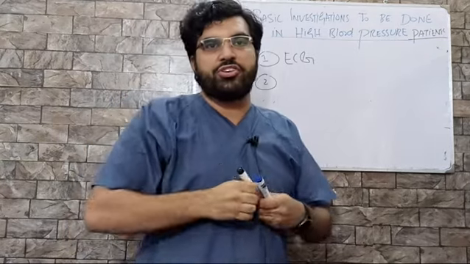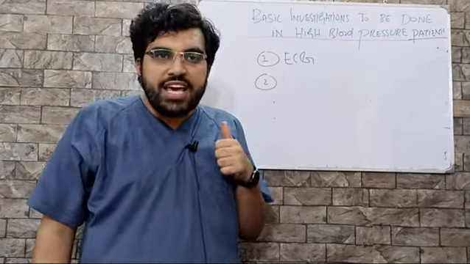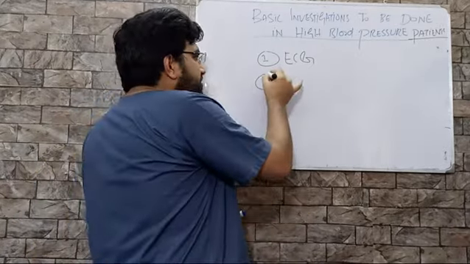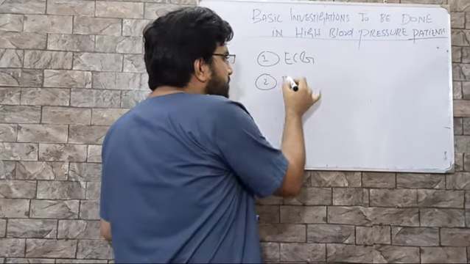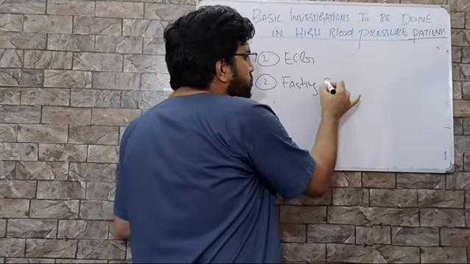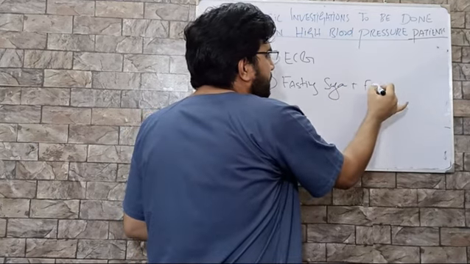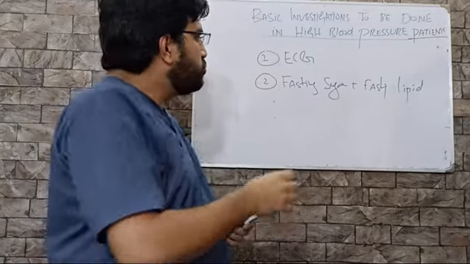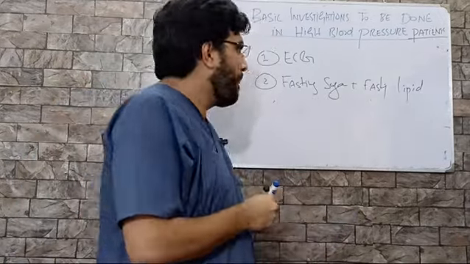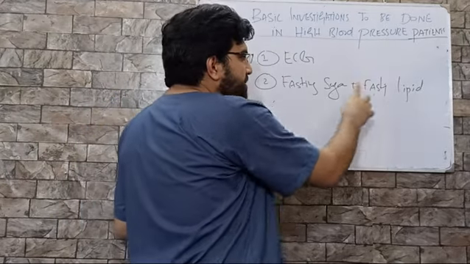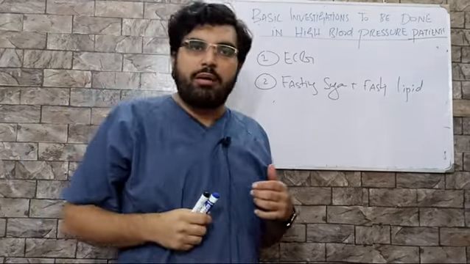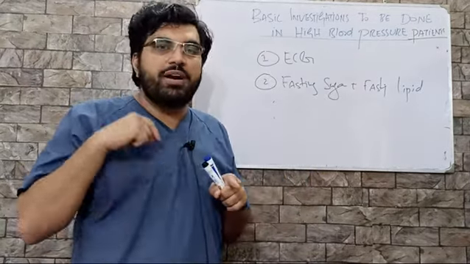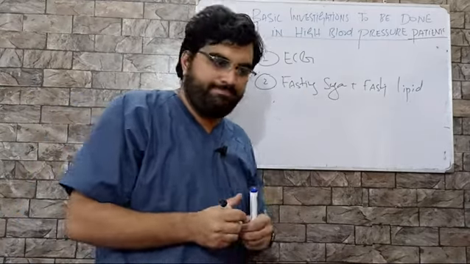In any hypertensive patient, if there is no previous ECG run, do it right away. The second basic investigation is the fasting sugar plus fasting lipid. This should be done in any case of hypertension. It will diagnose hyperlipidemia or dyslipidemia, and it will diagnose whether the person is diabetic or not, because in most hypertensive patients there is concomitant diabetes as well.